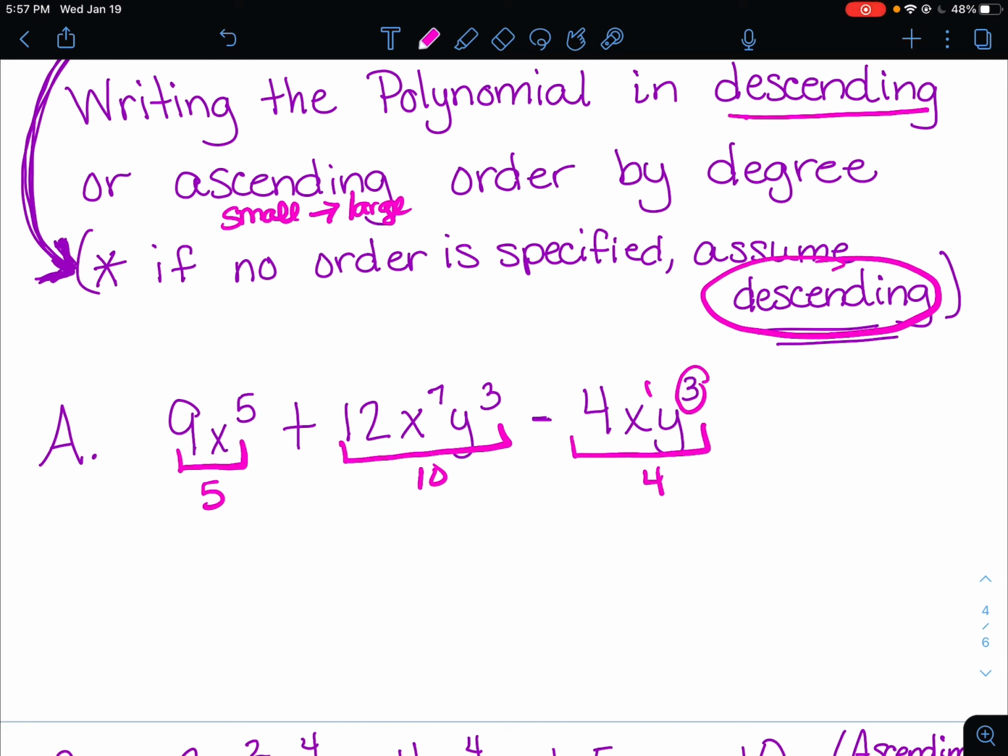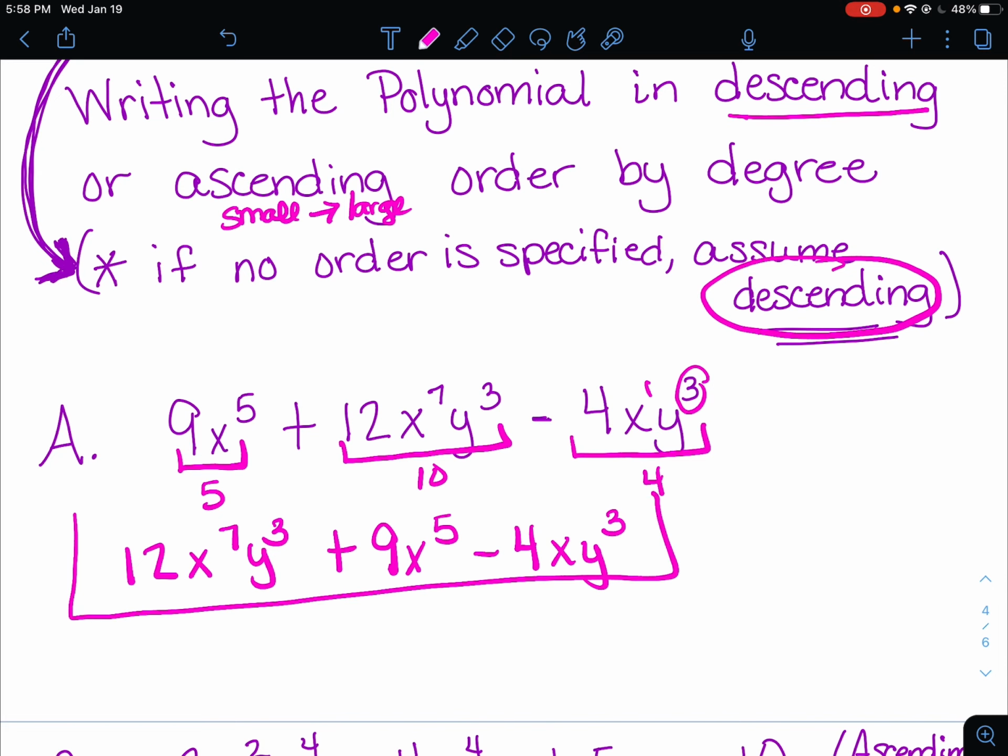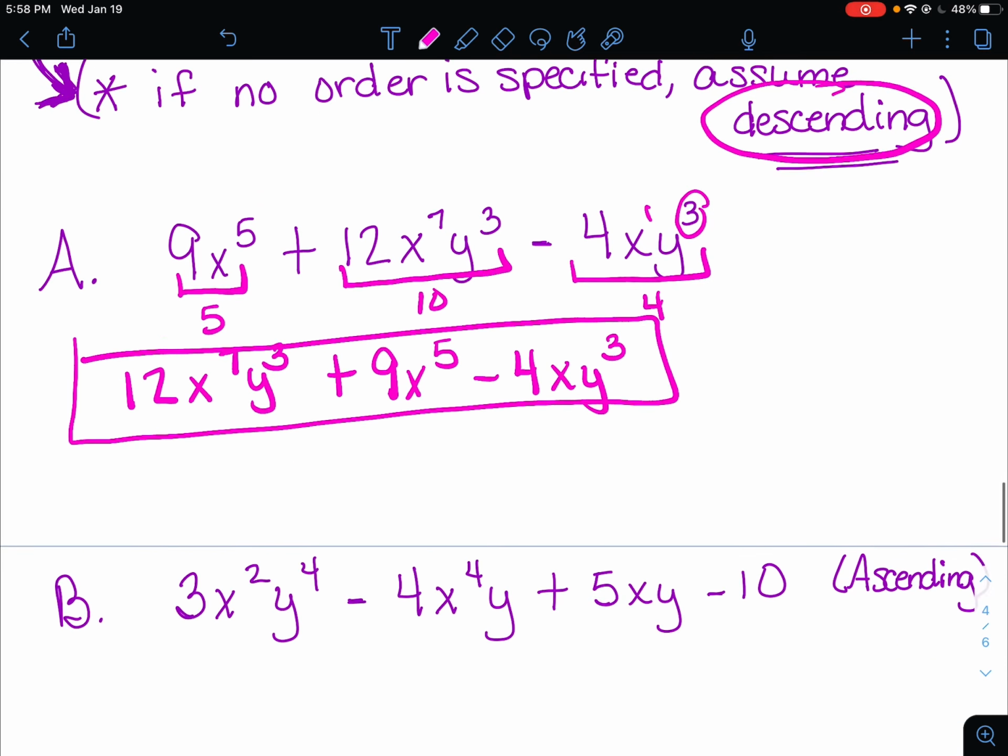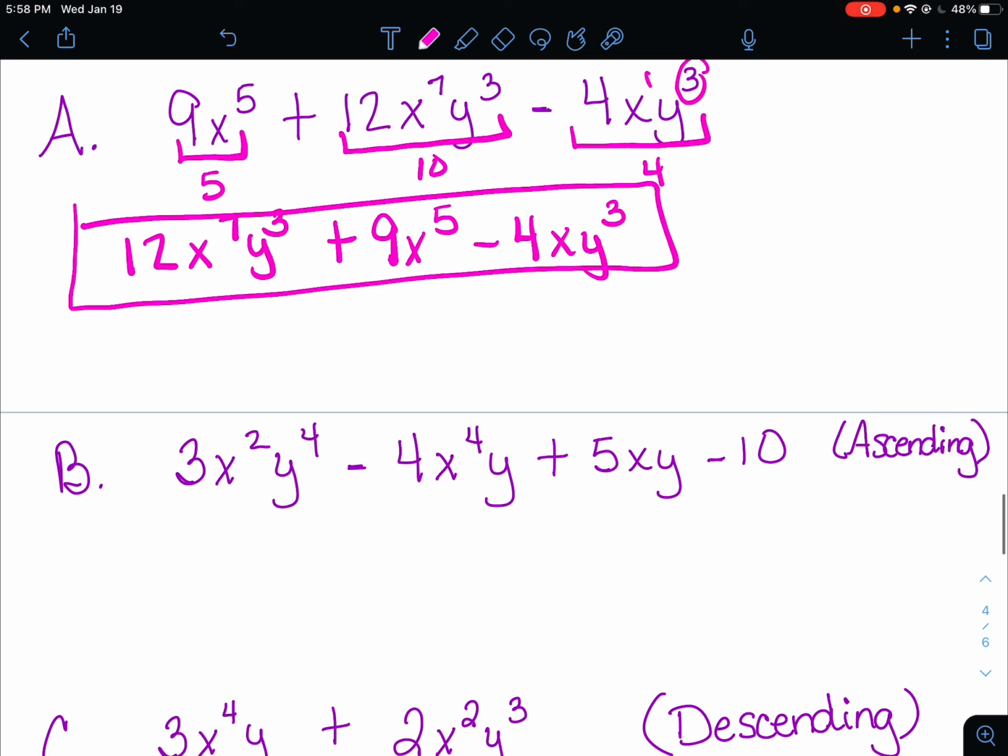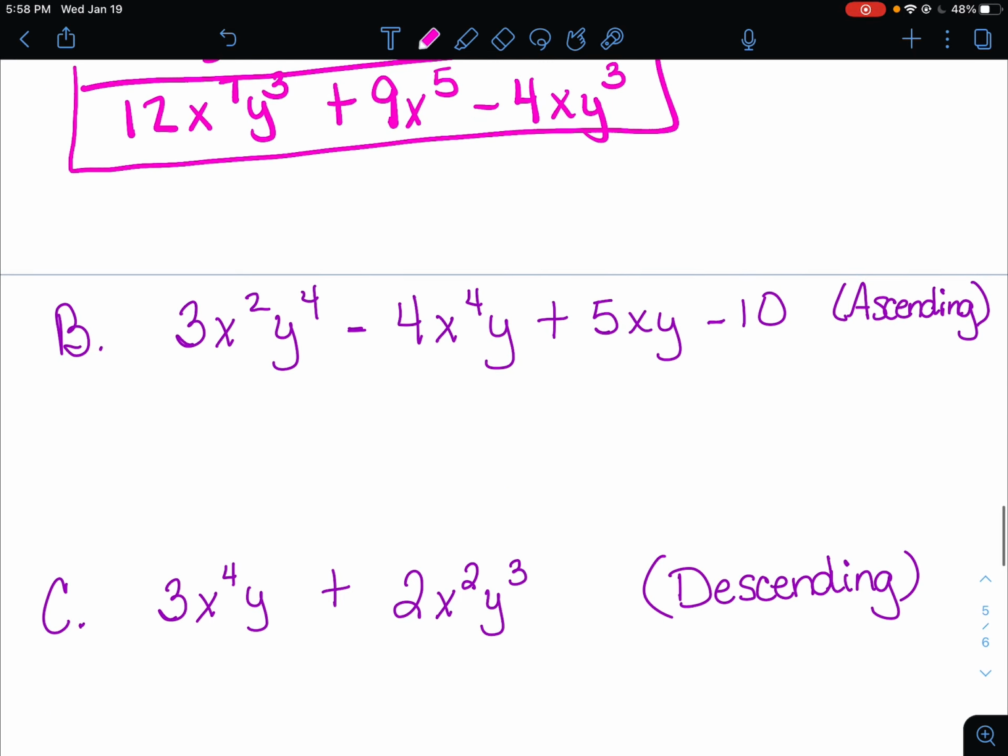This term in the middle, 12x to the 7th, y to the 3rd, is the largest. The next one is the 9x to the 5th, and whatever sign's in front goes with it. And then the last term is negative 4x, y to the 3rd. So this would be in standard form. Well, let's look at B. I want you to do this one in ascending and then C in descending. So pause the video if you need to. Give yourself a chance to check and then see if you got it right.